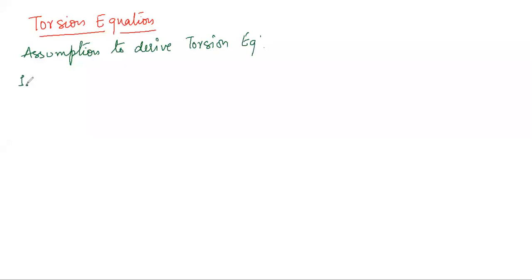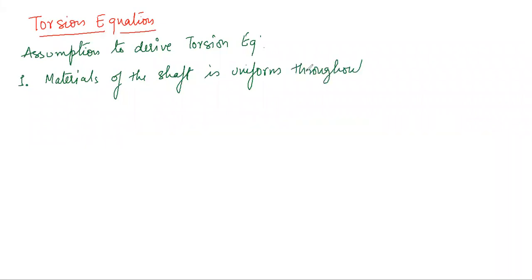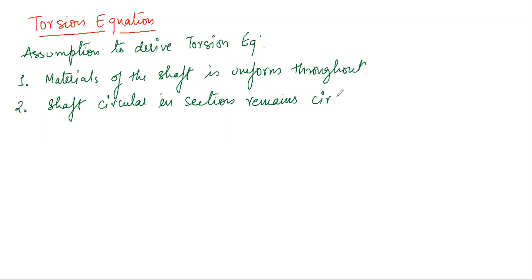First one: the material of the shaft is uniform throughout, right? That is the first assumption. The second assumption is the shaft, circular in section, remains circular after loading. Always remember, the shaft circular in section remains circular after loading. The shape should not change after loading.